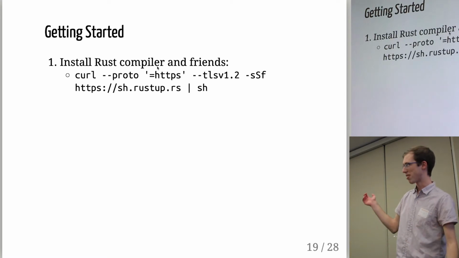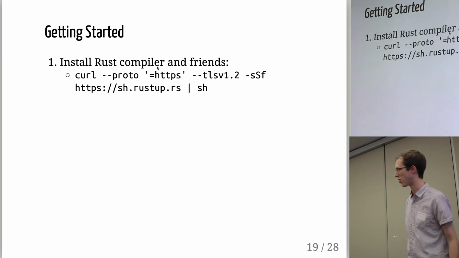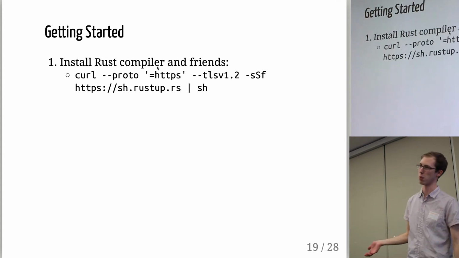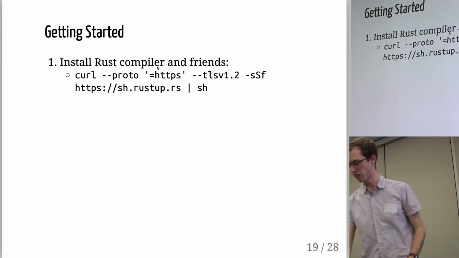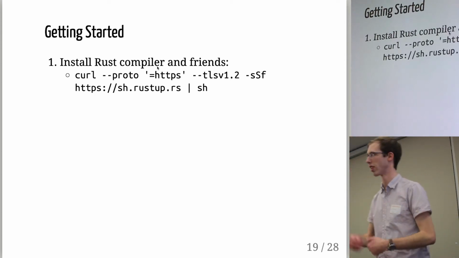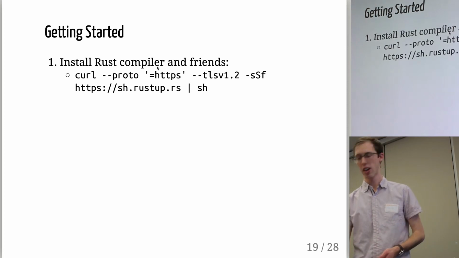I know piping something into SH may not seem like the coolest thing, but you're going to be running arbitrary code anyway, so if you're really afraid, then you've got more problems. So anyways, you can curl that, pipe it into SH. It'll install the Rust compiler and friends, including cargo that we have mentioned. Maybe a couple of things, that's mostly it.